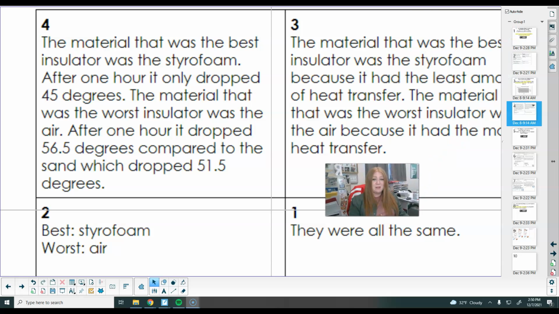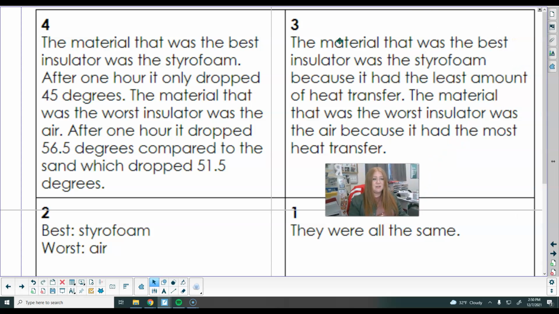So a 3 might look something like: the material that was the best insulator was the styrofoam. So I identified the best because it had the least amount of heat transfer. So that's true. It's a nice sentence. The material that was the worst insulator was the air because it had the most heat transfer. It allowed the most heat to go through it. True statements, but I feel like it's missing data from the chart.